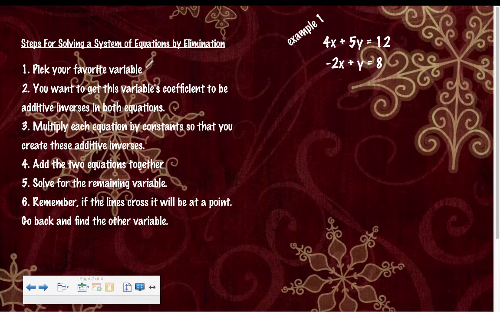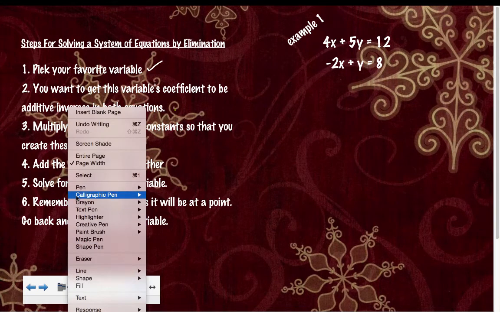Pick your favorite variable. Well, when I look over here, I don't know what my favorite variable can be. Y. I'm going to pick Y. And once again, there's no reason or rhyme behind it. I just want to pick Y. I want to get this variable's coefficient to be additive inverse in both equations. So what does that mean? It means this.